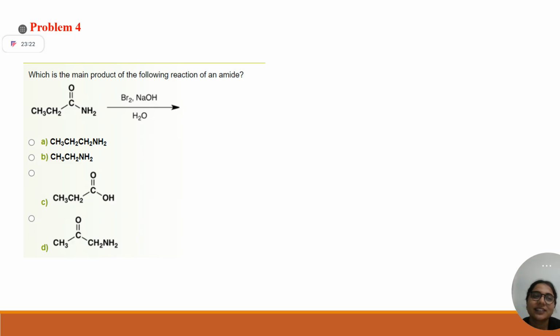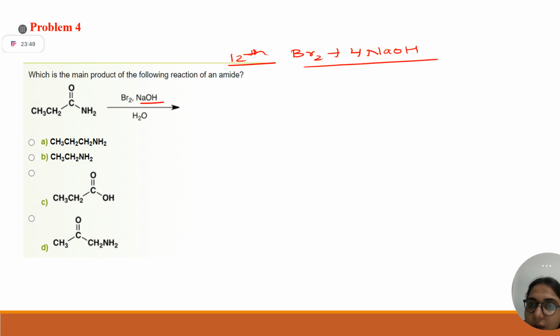Which name reaction is this? Which is the main product of the following reaction of an amide? 12th class reaction: Hofmann bromamide degradation reaction. If you remember that much, can anyone tell me how many moles of sodium hydroxide we require in this reaction? In your NCERT, it is written like this: Br2 plus 4NaOH, right? So it is homework that you have to write its mechanism. What is the product, if you remember directly from memory?